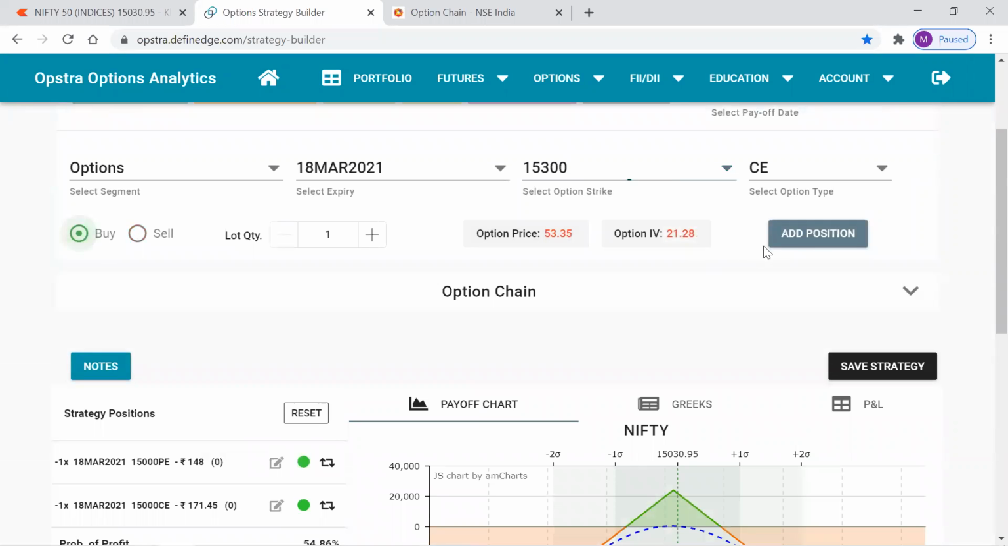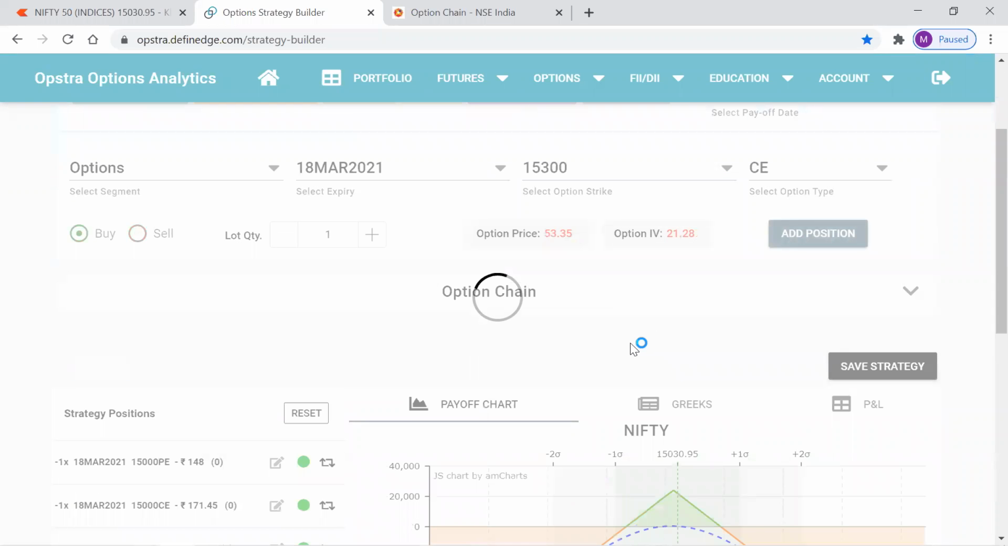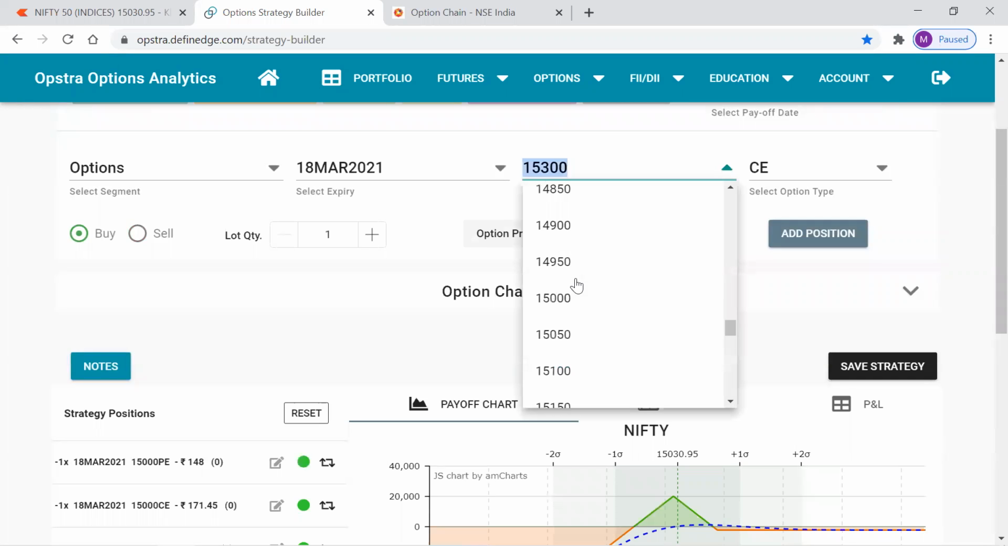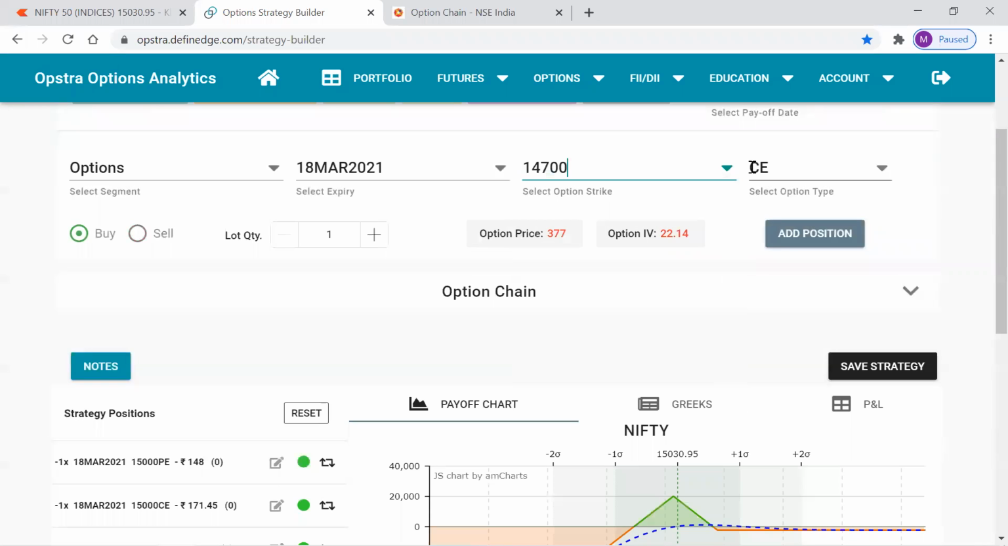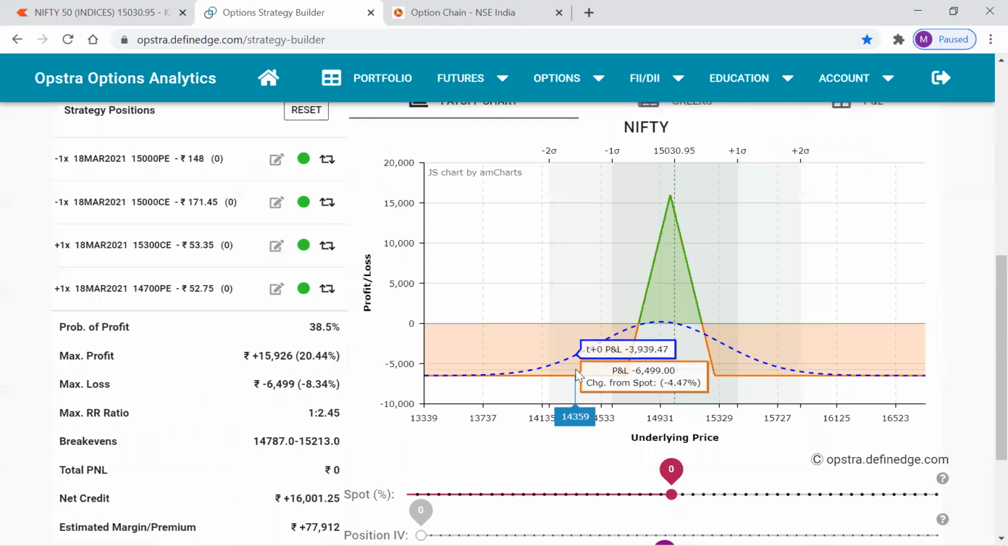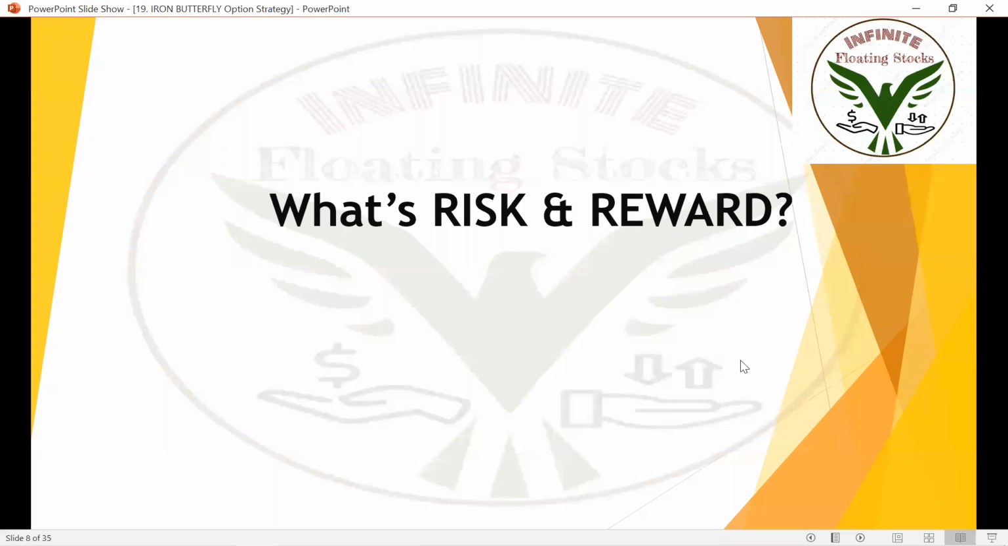Select a call option, buy. Now subtract 300. Subtracting 300 is 14,700. Select a put option, buy. That's it. It's the same. Okay, so that's how you need to be selecting the strikes.